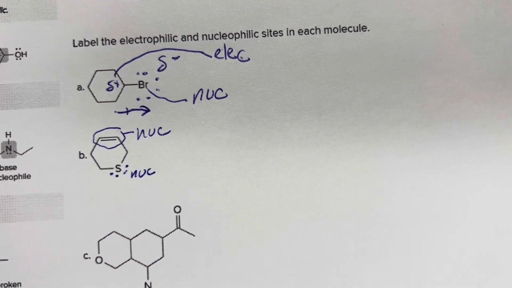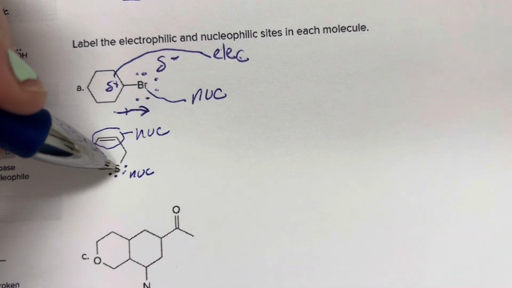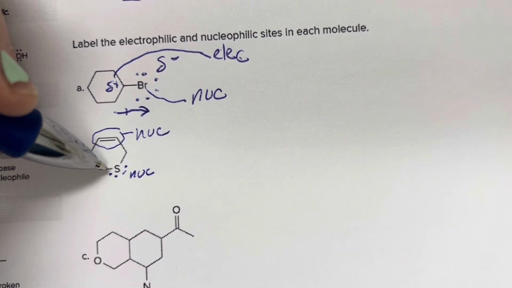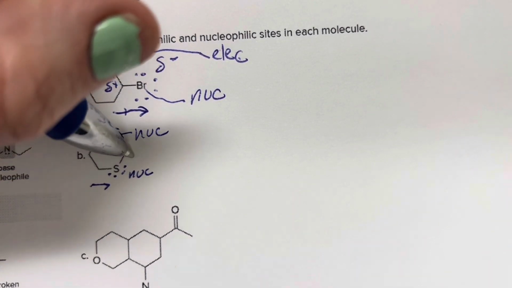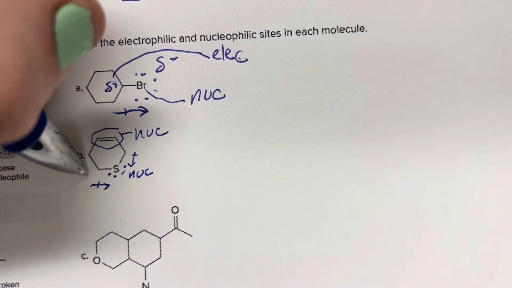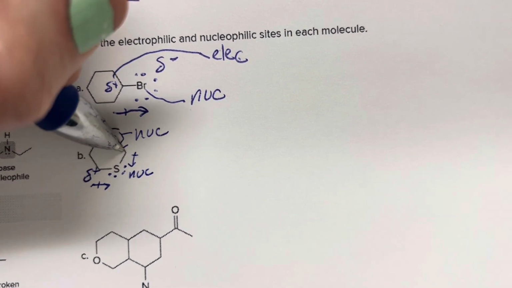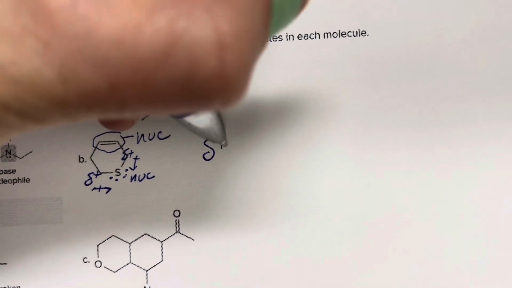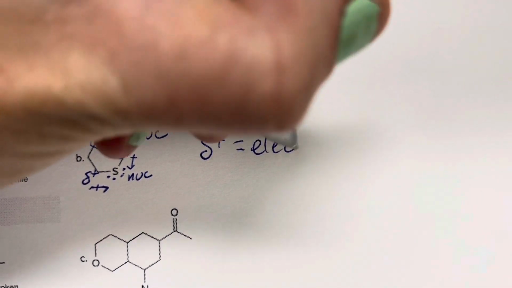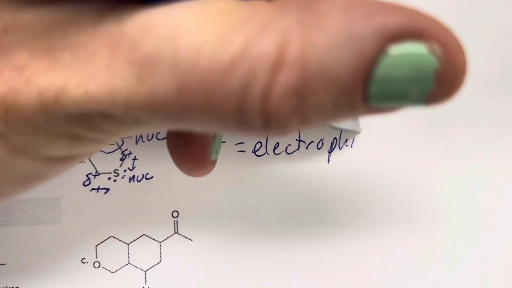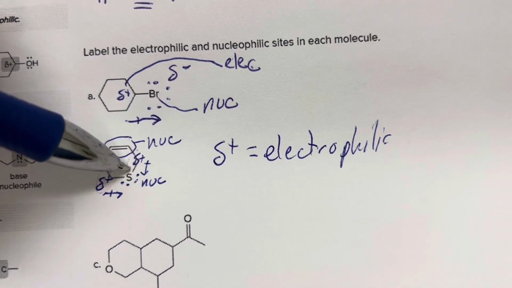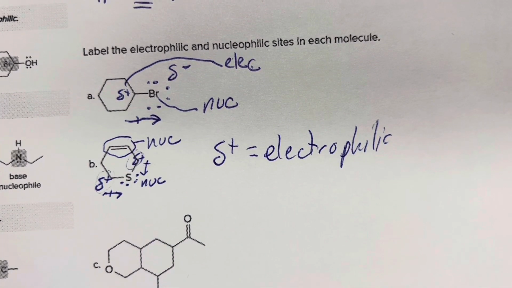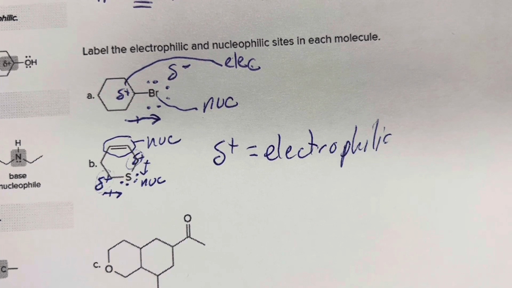Now let's talk about electrophilic sites. This sulfur, keep in mind, is more electronegative than carbon. So it's pulling electrons away from carbon that way and that way. And what that does is it leaves this carbon partial positive and this carbon partial positive. And again, anytime we have a partial positive, we're going to say that that's electrophilic. So we're saying these 2 sites, there and there, are electrophilic sites.